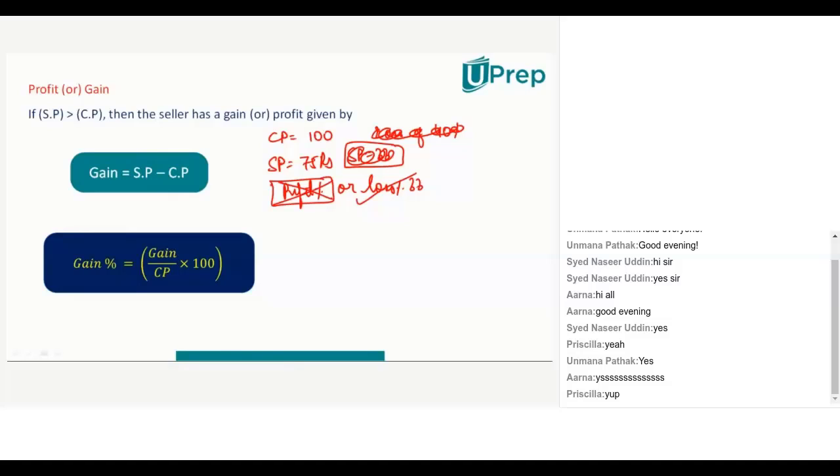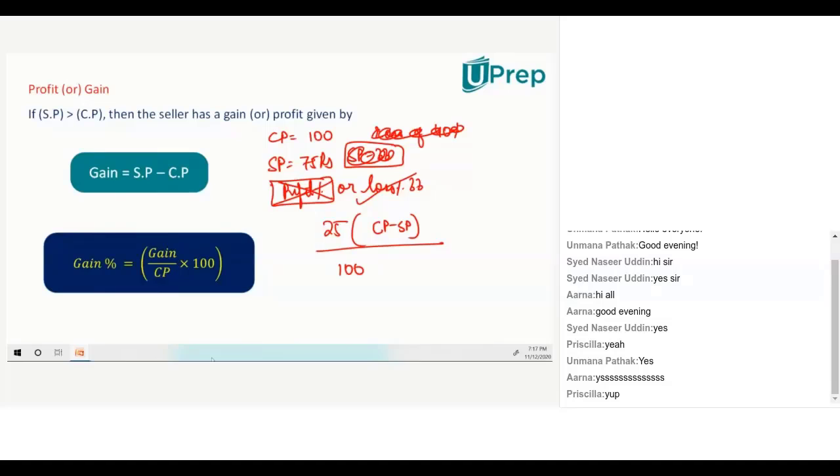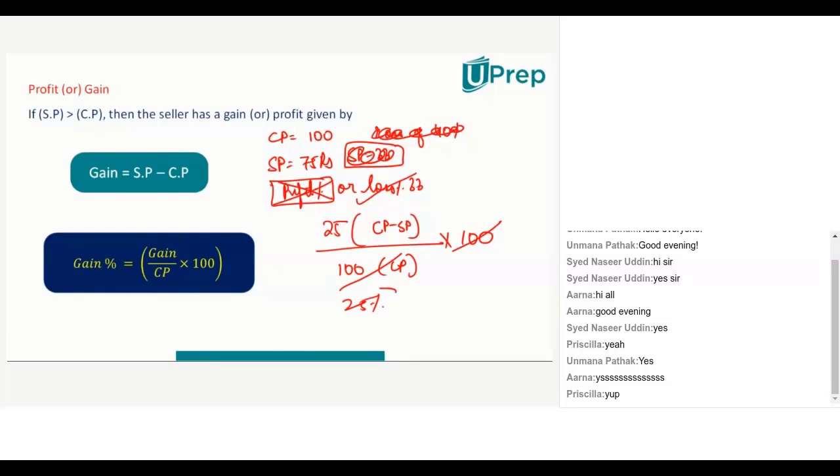So 25%. Right. How do you get that? We got 25. That is our cost price minus selling price. Because it was a negative figure, we are talking about a loss. What is the initial value? Initial value was 100. That is our cost price. Because I wanted to find a percentage, I multiplied it by 100. 25% was my loss.